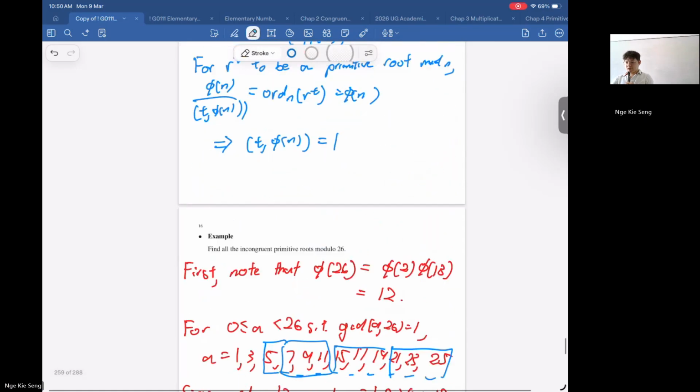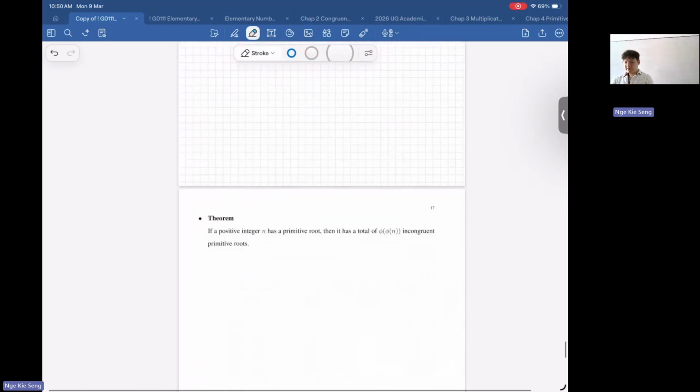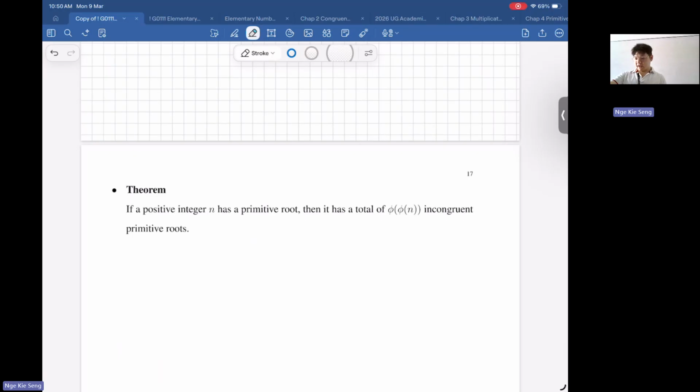There's a theorem here. If a positive integer n has a primitive root, then there is a total of phi(phi(n)) incongruent primitive roots. Why is there two times phi here? Why do you need to do it two times? Do you still remember what the first phi(n) does? I think this proof is very quick.